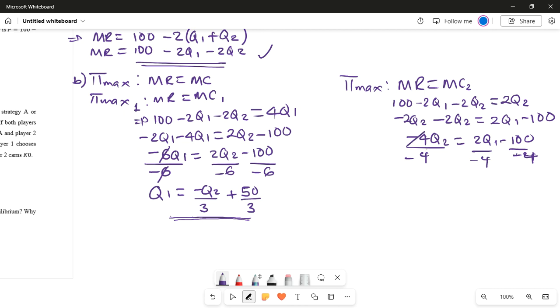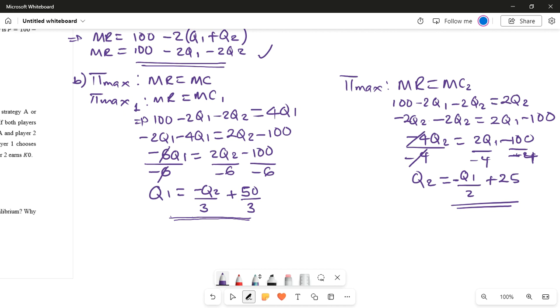We cancel that, we are going to remain with Q2 is equal to, so same thing, we should find a number that can go into 2 and 4 so that we can simplify that. It's just 2 itself. So when you simplify this, it's going to be minus Q1 over 2, and then we have a minus on top, a minus down, which becomes plus. 4 into 100 is just 25. So this is now the function describing output for firm 2.